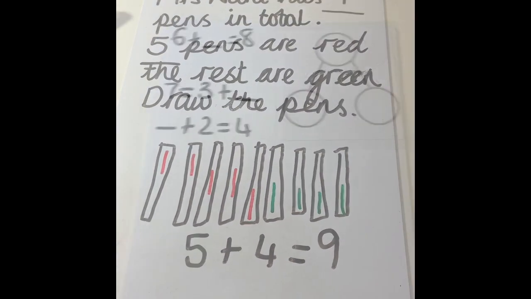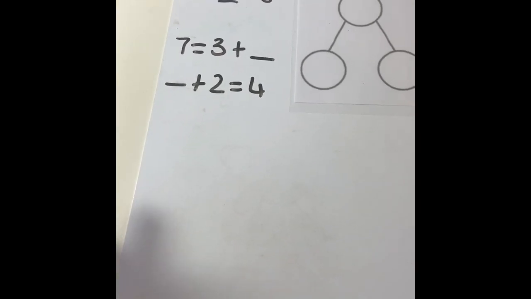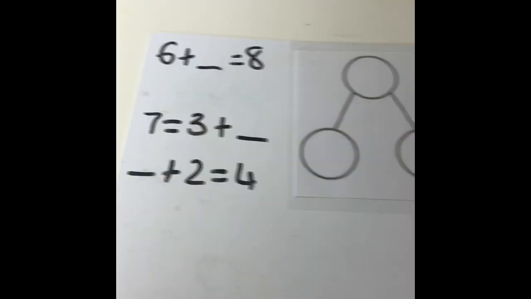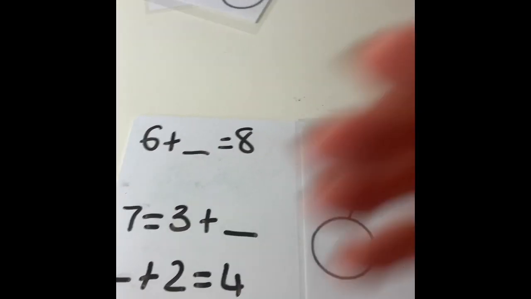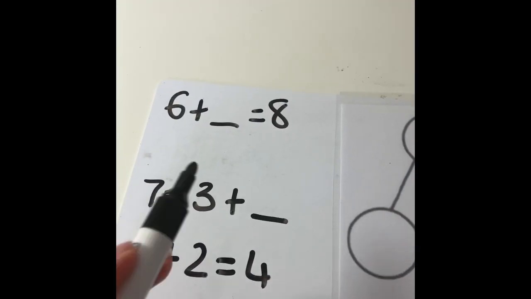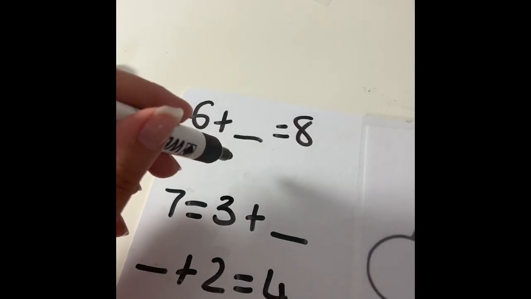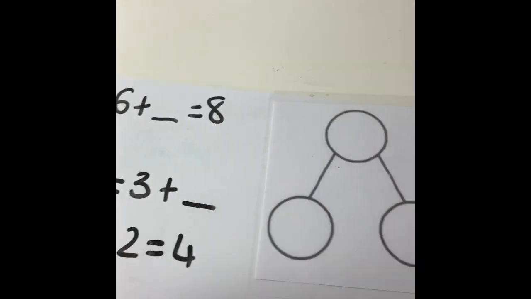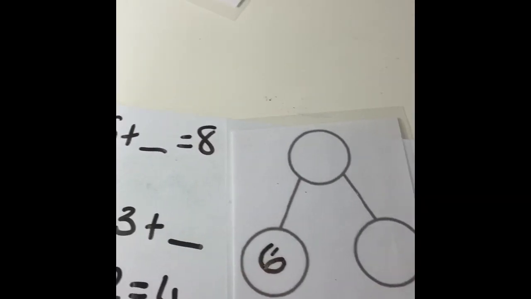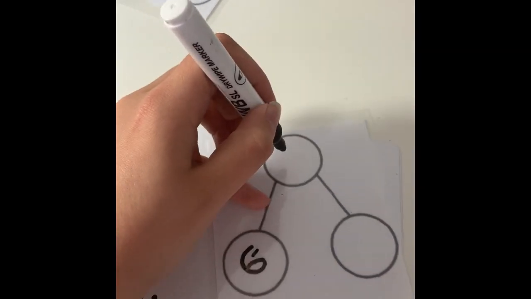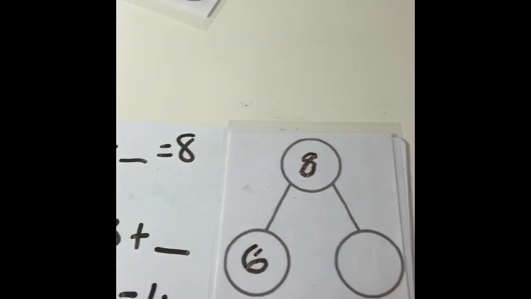to help you. Okay, for the final question, it's giving you some missing number questions. Now, we are pros at using our part whole model now. So this is where it'll come in handy. 6 add something equals 8. We know part add part equals whole. So I already know that 6 is going to be one of my parts and 8 is my whole because that is the answer and it is going to be the biggest number.